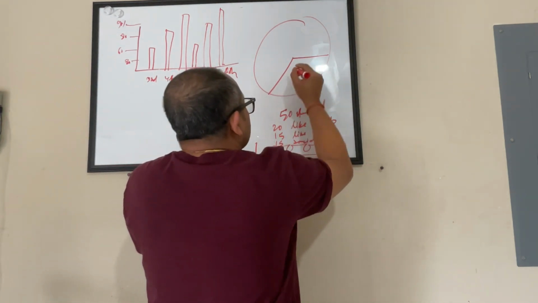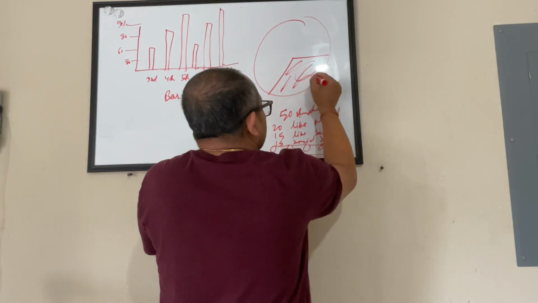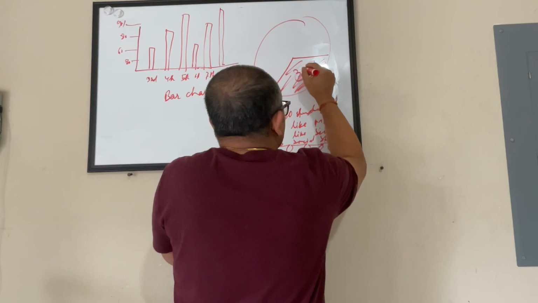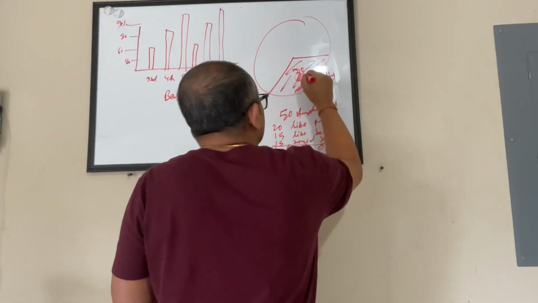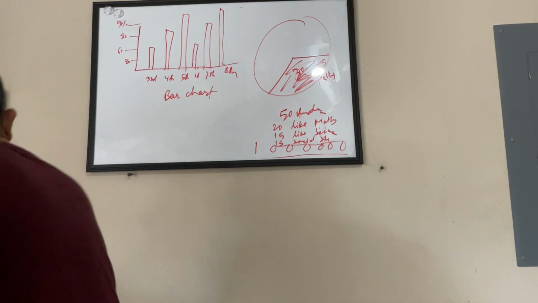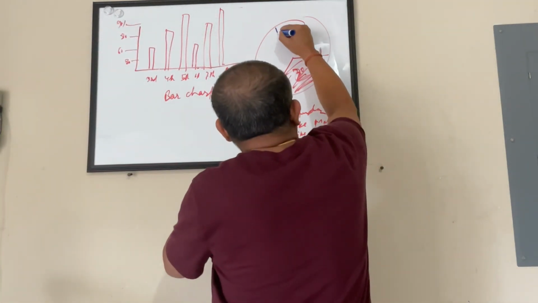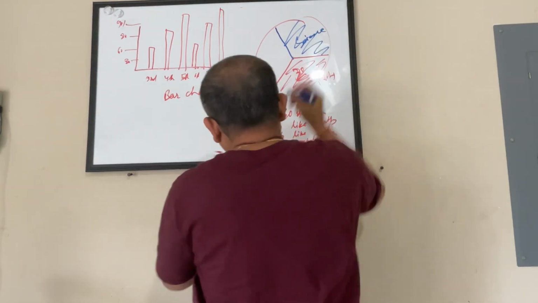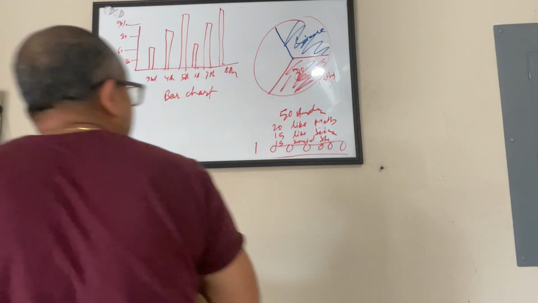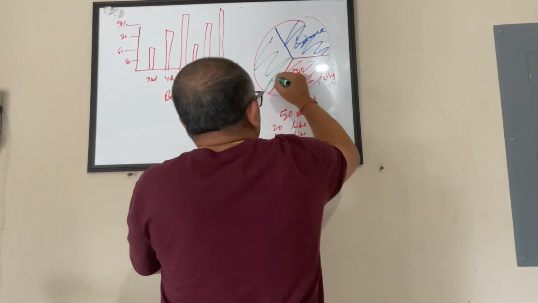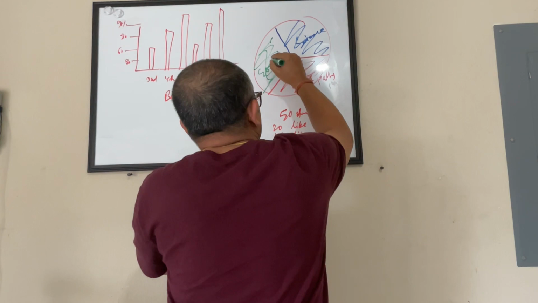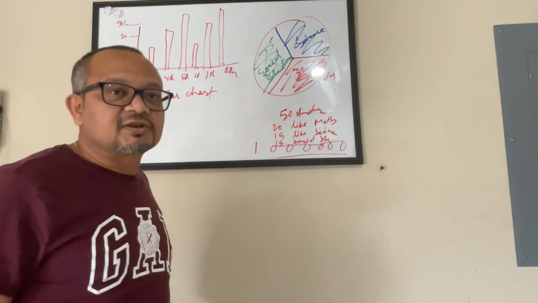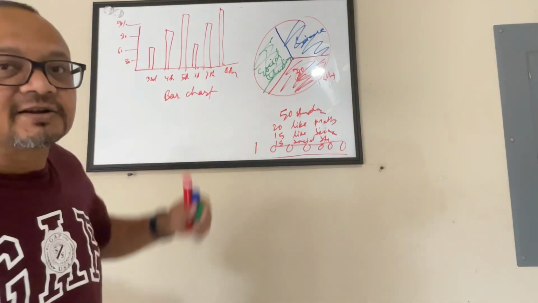So you will say, okay, this part is maths, and you can put 20. Okay, and you will say, this part is science. Okay, and you will say this part is social studies. This just makes it look more beautiful and easy to relate.